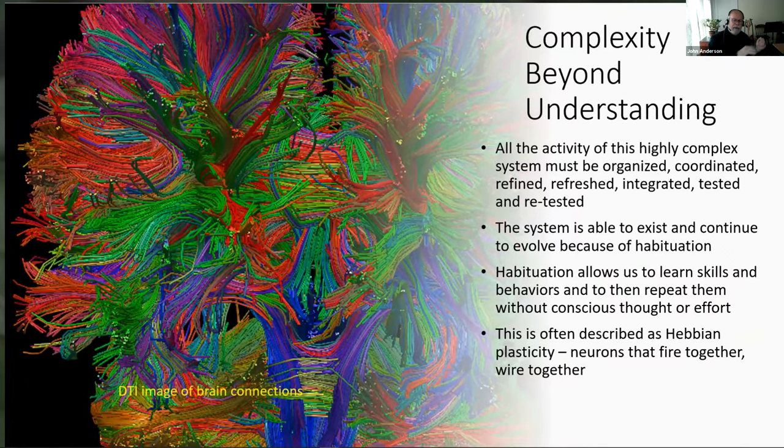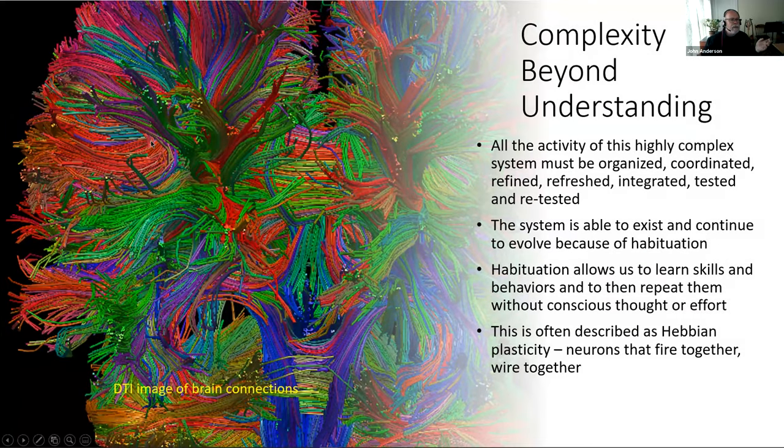So for example, on the left here, we see a diffusion tensor imaging picture of some of the connections in the brain. This isn't an exhaustive image, but it shows a great deal of the connectivity in the brain. There are a lot of neurons in the brain, and there are billions and trillions of connections. And I'm not using those terms lightly. I mean that literally. Each pyramidal neuron can have somewhere between 5,000 and 10,000 connections. And each of those connections interacts with another pyramidal neuron, and so on. So there are billions and trillions of connections.